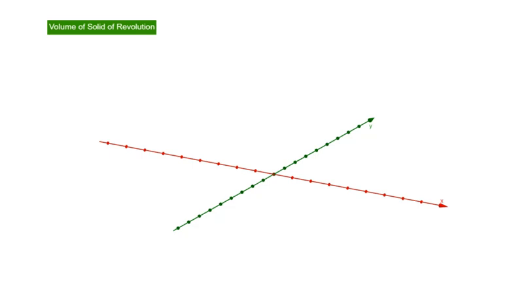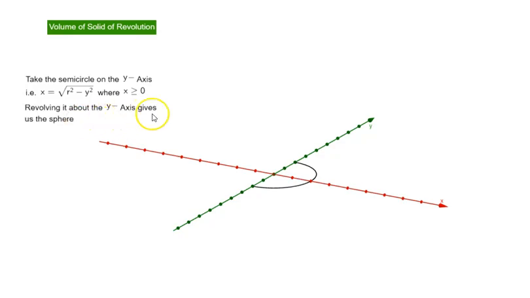Now the first step is again to take the semicircle, but instead of on the x-axis, now we take it on the y-axis. That is x equal to square root of r square minus y square, where x is greater than or equal to 0. So our semicircle is this on the y-axis. Revolving it about the y-axis gives us the sphere. So it is still the same sphere.